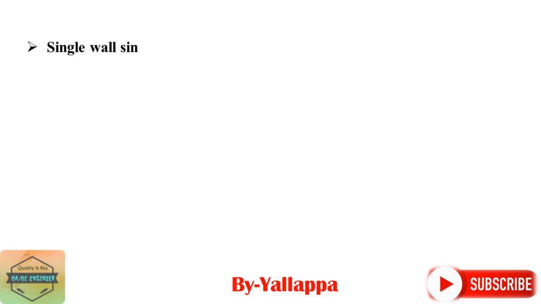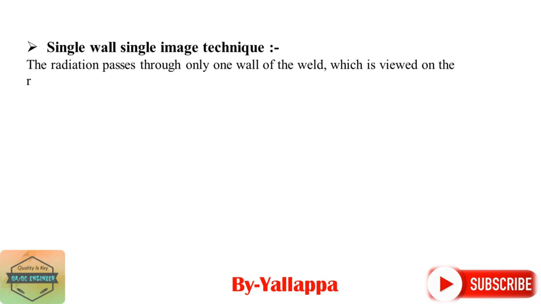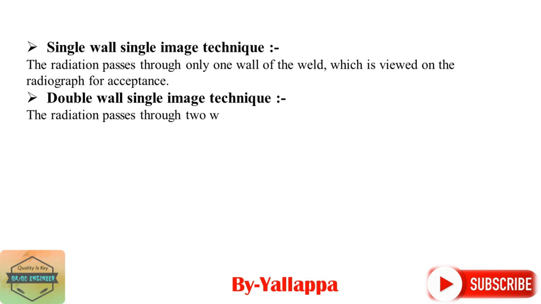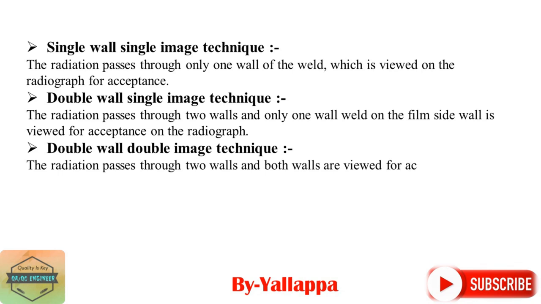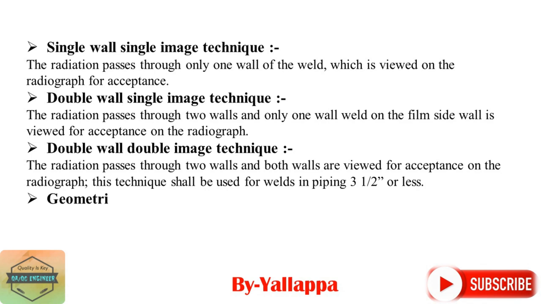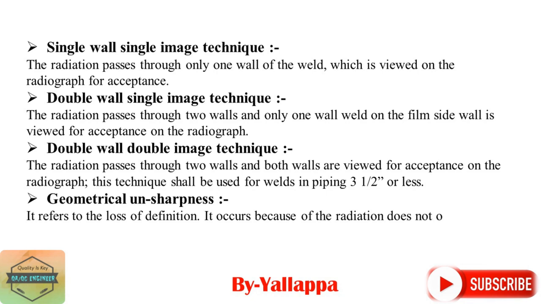Single wall single image technique. The radiation passes through only one wall of the weld, which is viewed on the radiograph for acceptance. Double wall single image technique. The radiation passes through two walls and only the weld on the film side wall is viewed for acceptance on the radiograph. Double wall double image technique. The radiation passes through two walls and both walls are viewed for acceptance on the radiograph. This technique shall be used for welds in piping 3.5 inch or less.